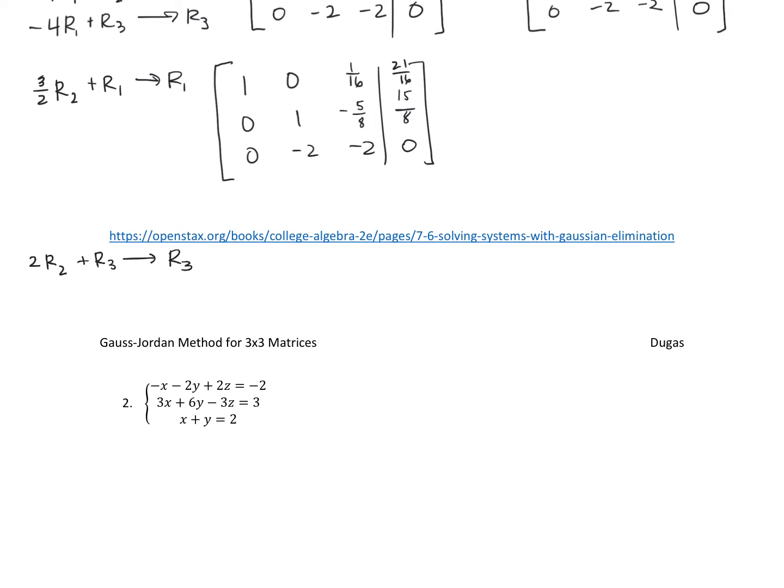All right, so we're going to multiply row 2 by 2. So times 2, times 2, times 2. And then we're going to add that product to row 3. So 0 times 2 is 0. So we'll have 0 plus 0. So that's still going to be 0. 2 times 1 is 2, so negative 2 plus 2. Then we have negative 5/8 times 2, that's negative 10/8. And then we have 15/8 times 2/1, so that would be plus 30/8.